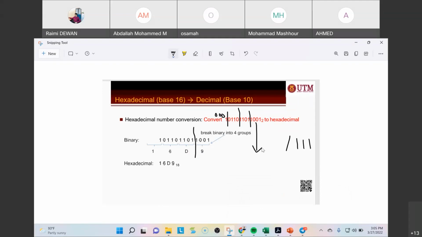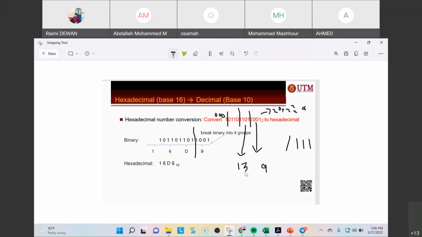Then for this one, you find the equivalent digit in decimal, in hexadecimal. So this one is 2 to the power of 0, 2 power 1, 2 power 2, 2 power 3. So 2 to the power of 3 plus 1 is equal to 9. That's why you put 9. And this one is equal to what in decimal? 13, yes, 13.